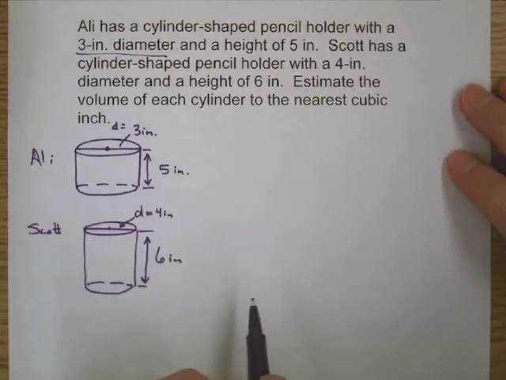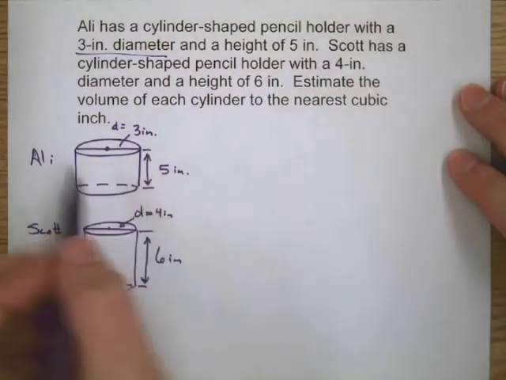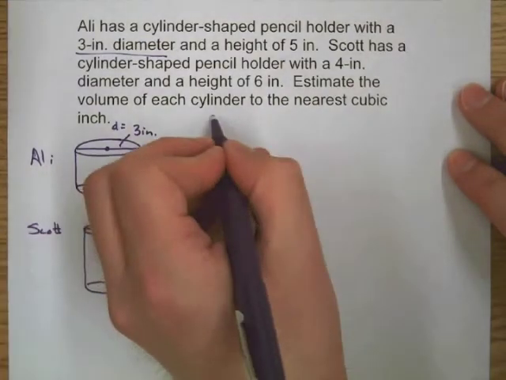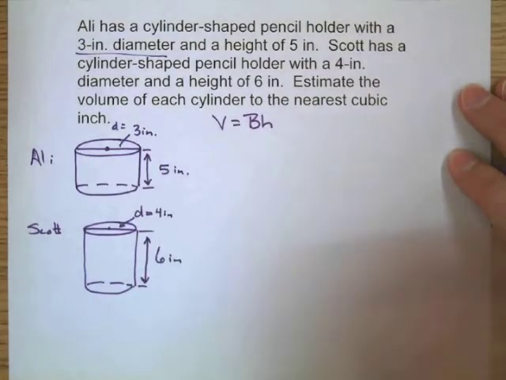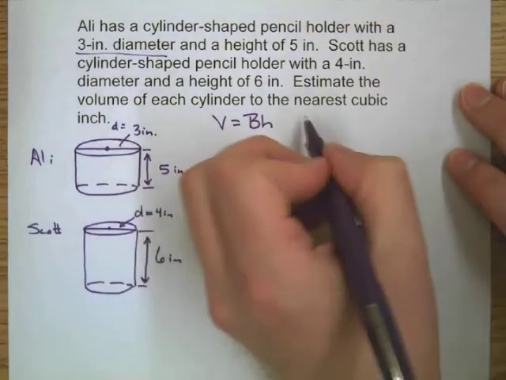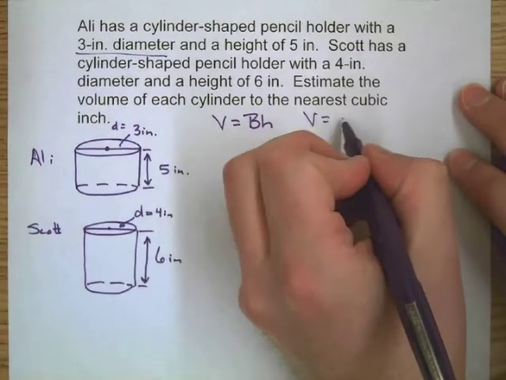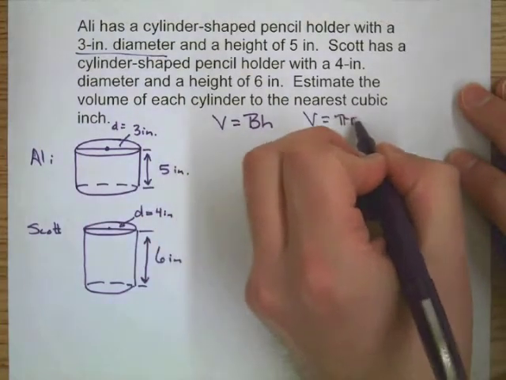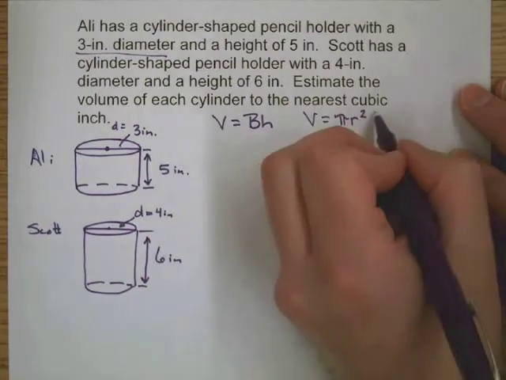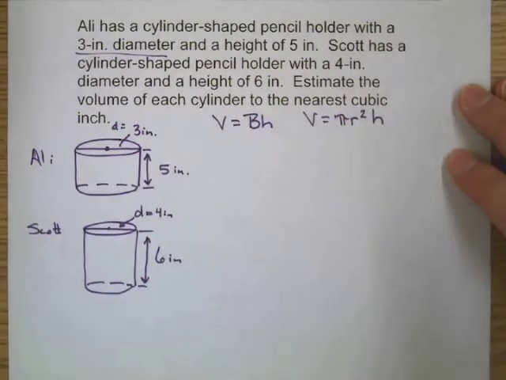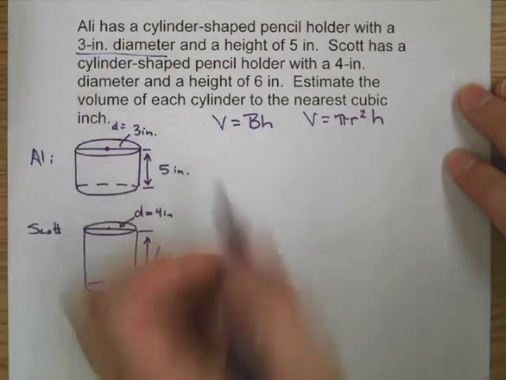And now I can use this information to determine the volume of each of these. So volume is the base times the height. And again, the base in this case, since it's a circle, is the area of a circle, which is pi times radius squared. And then I'm multiplying that times the height, which gives me the volume of the cylinder.